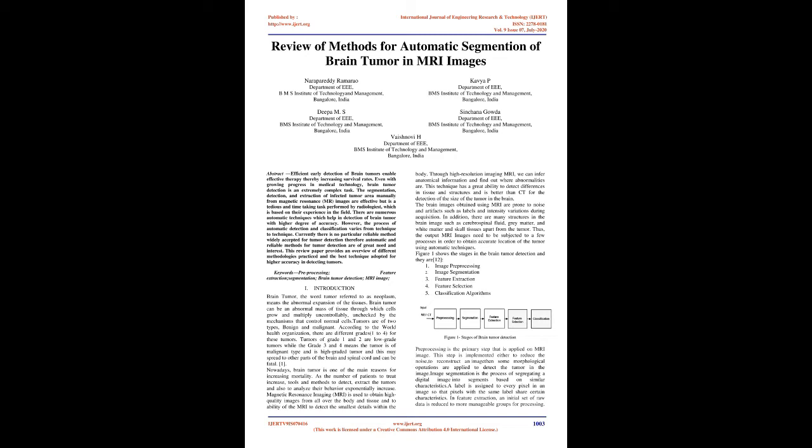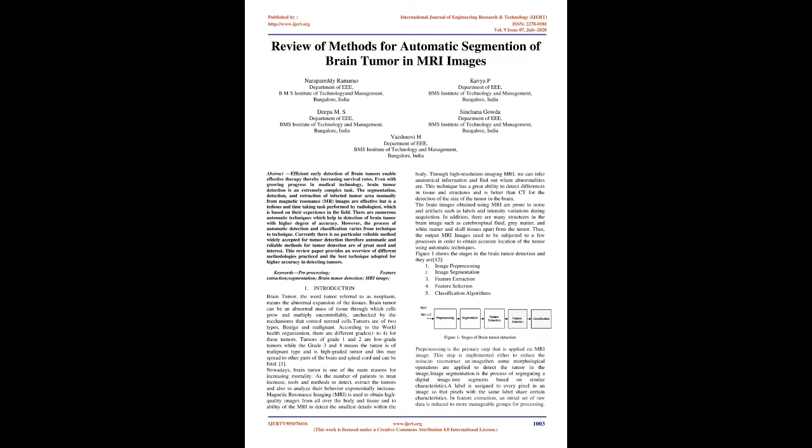Image segmentation is the process of segregating a digital image into segments based on similar characteristics. A label is assigned to every pixel in an image so that pixels with the same label share certain characteristics. In feature extraction, an initial set of raw data is reduced to more manageable groups for processing. Feature selection is for filtering irrelevant or redundant features from the dataset. And finally, classification is to categorize the tumors. All these stages involve different techniques which can be adopted.